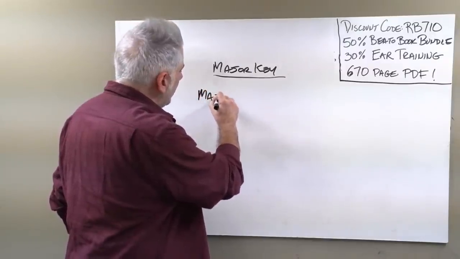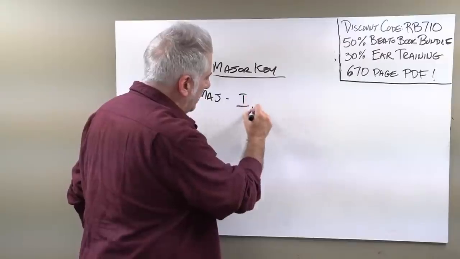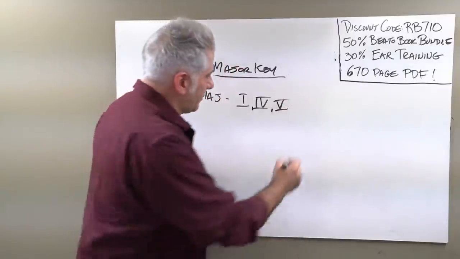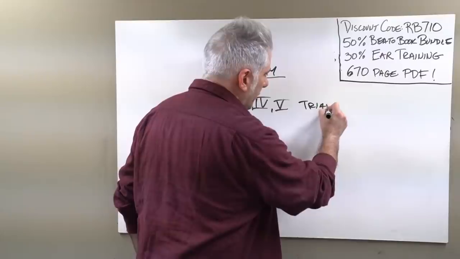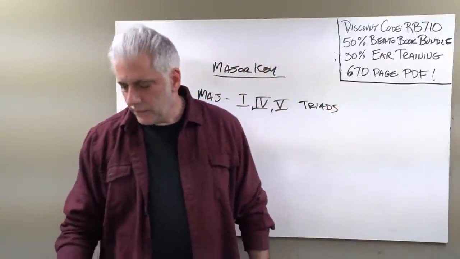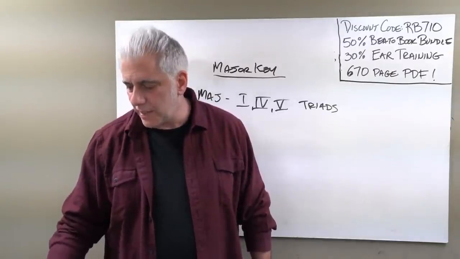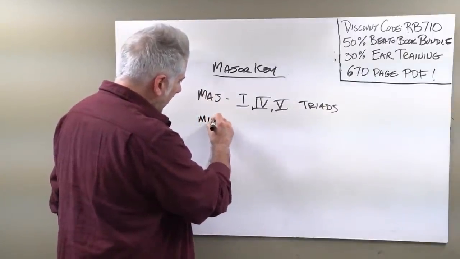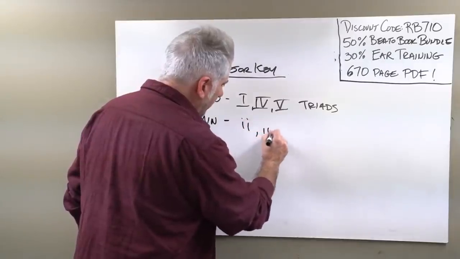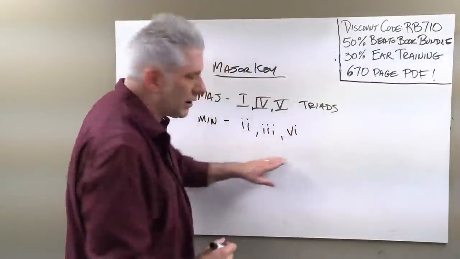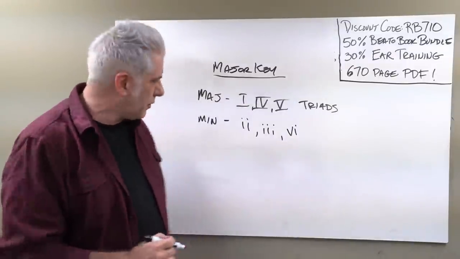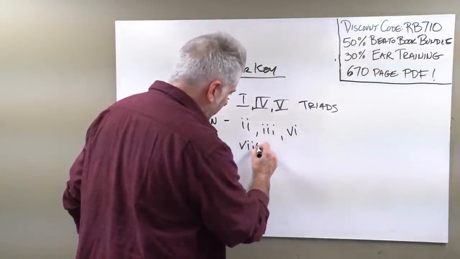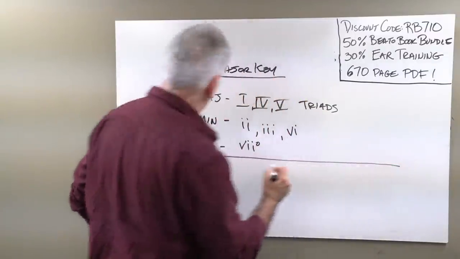In a major key, the major chords, like blues, 1, 4, 5. These are the triads. Triad, 3-note chord. So if I'm in the key of C: C major, F major, G major, C major. That's 1, 4, 5. The minor triads are 2, 3, and 6. Remember, I'm using lowercase Roman numerals to indicate minor chords. And then the chord built on the 7th scale degree is diminished. Okay? These are the triads in a major key.